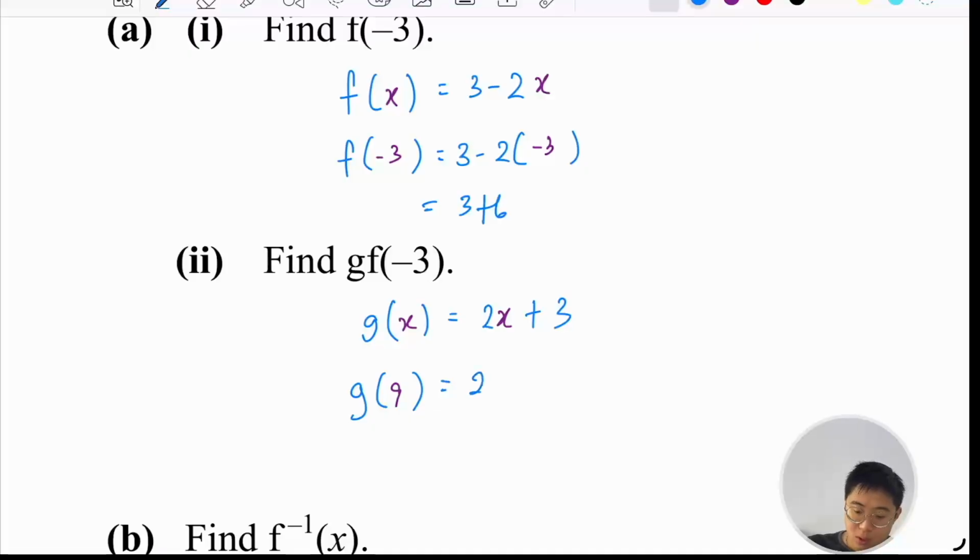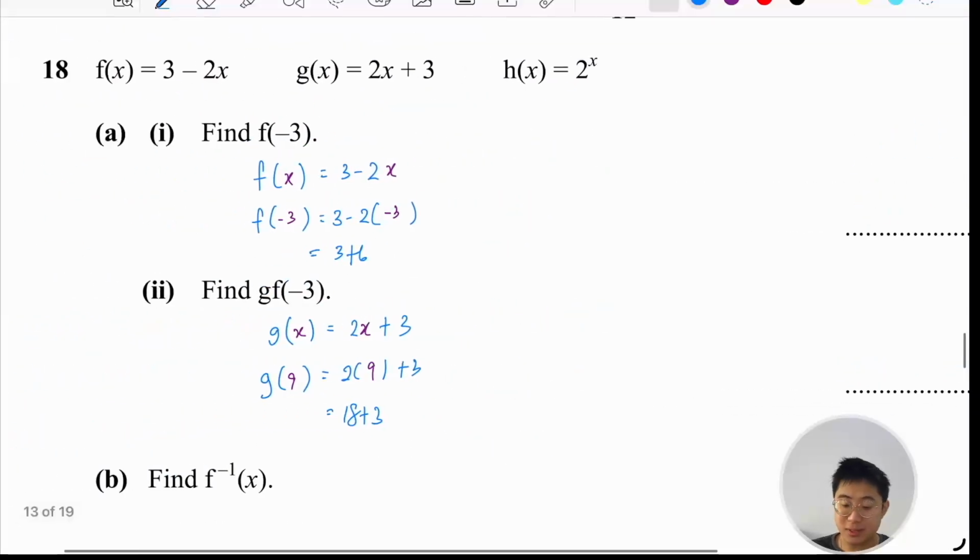2 bracket bracket plus 3. And then my x is changed to a 9. So I will have 18 plus 3. The final answer is 21. That is how you do functions.